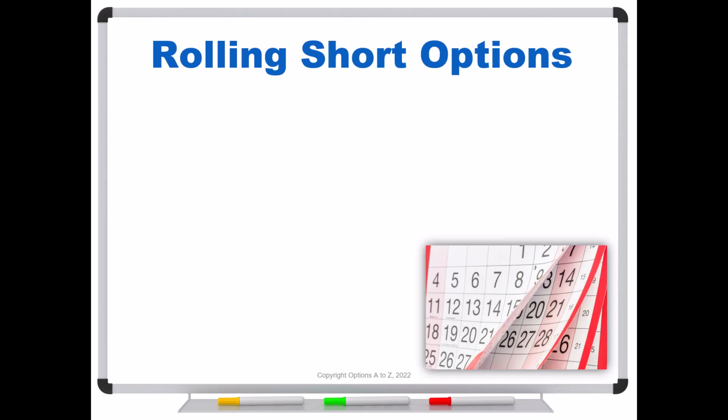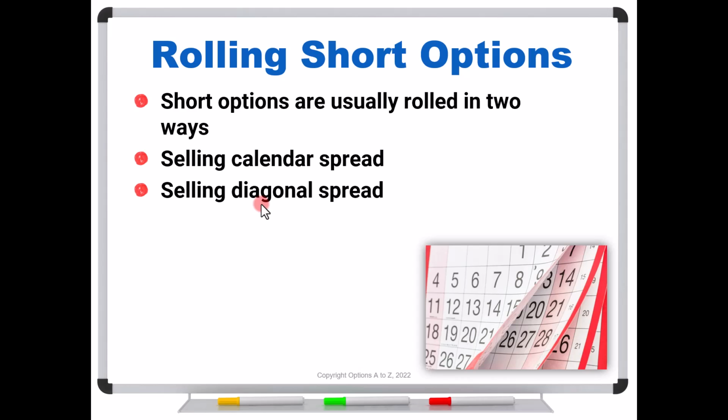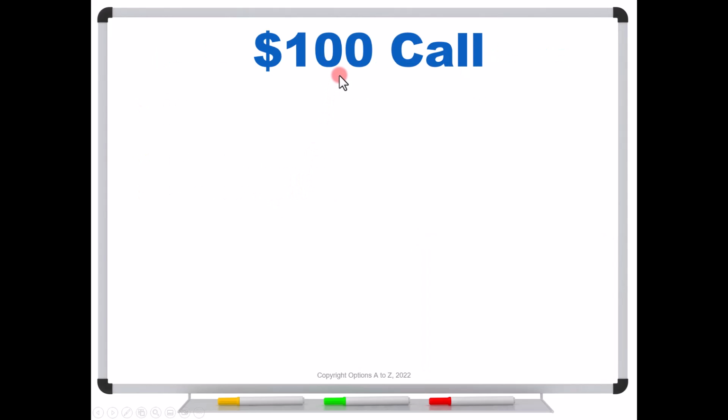Okay, let's now try it with short options. It's exactly the same idea, you're just starting off with a credit instead of a debit. However, short options are usually rolled in 2 different ways. They are either by selling calendar spreads, if you want to keep the strikes the same, or by selling diagonal spreads if you wish to roll up and out, or perhaps down and in, all kinds of combinations. But as long as we're changing the expiration date and the strikes, it's going to be a diagonal spread that we will use. So again, let's go back to a $100 call.